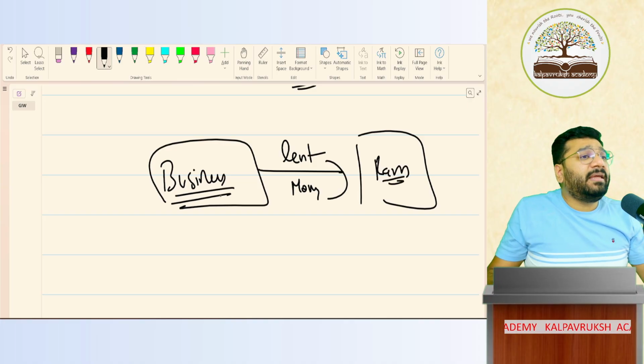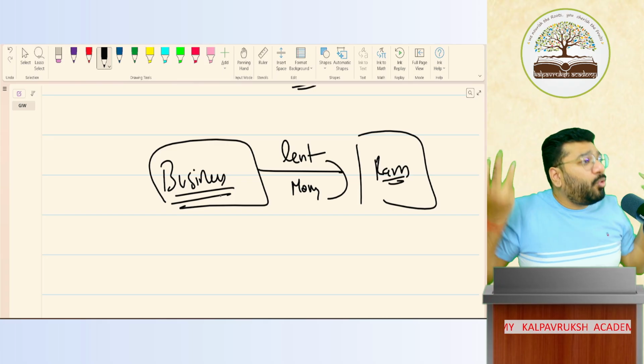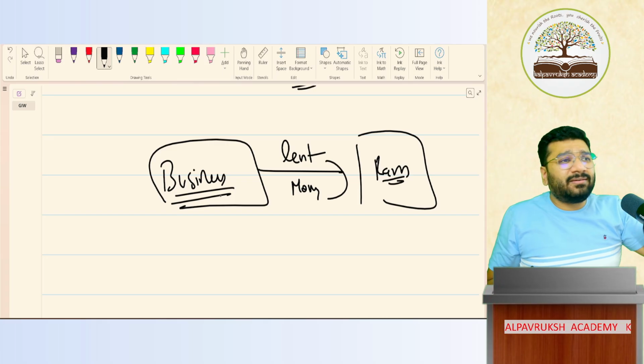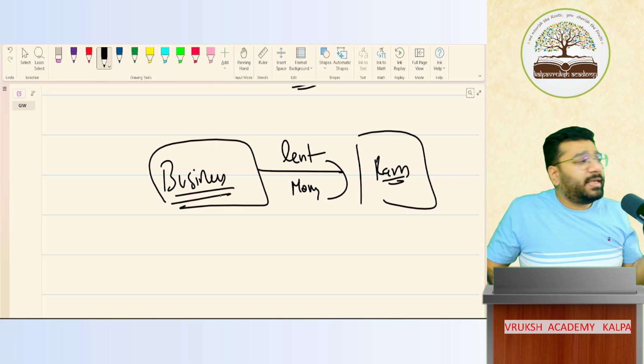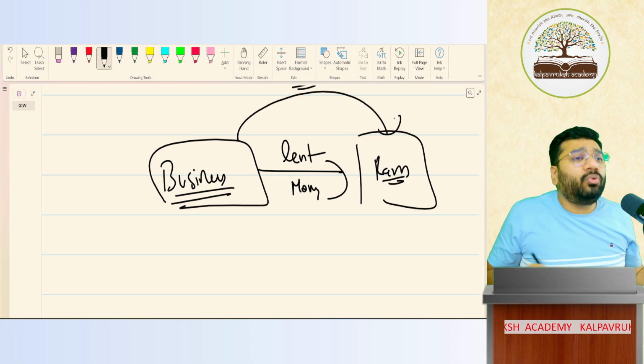Why did business give money? Because business had surplus money and did not know what to do with it. So Ram came and asked, business, do you have 5 lakh rupees? Yes, said business, and gave this money to Ram.